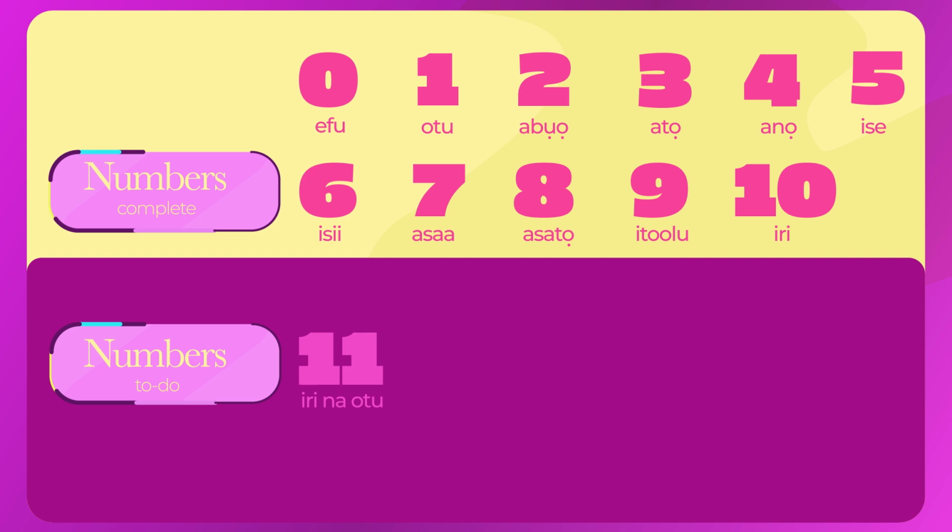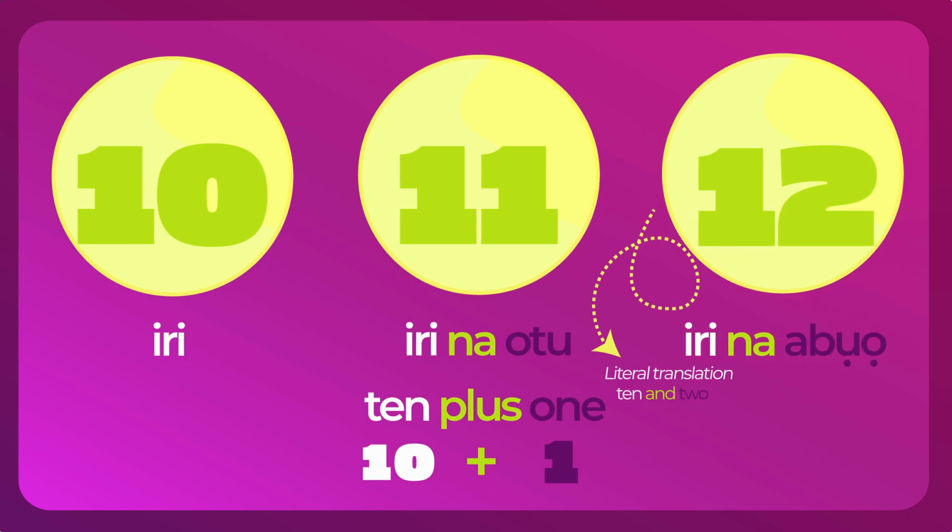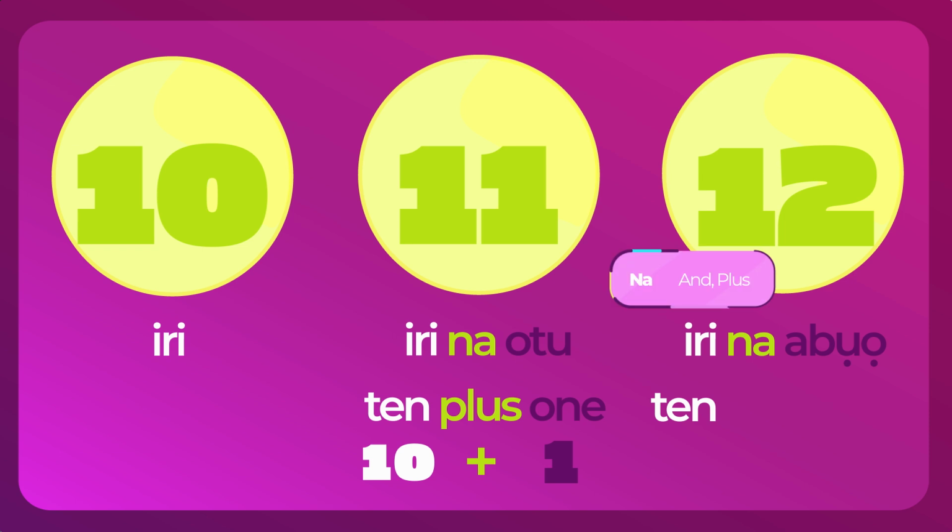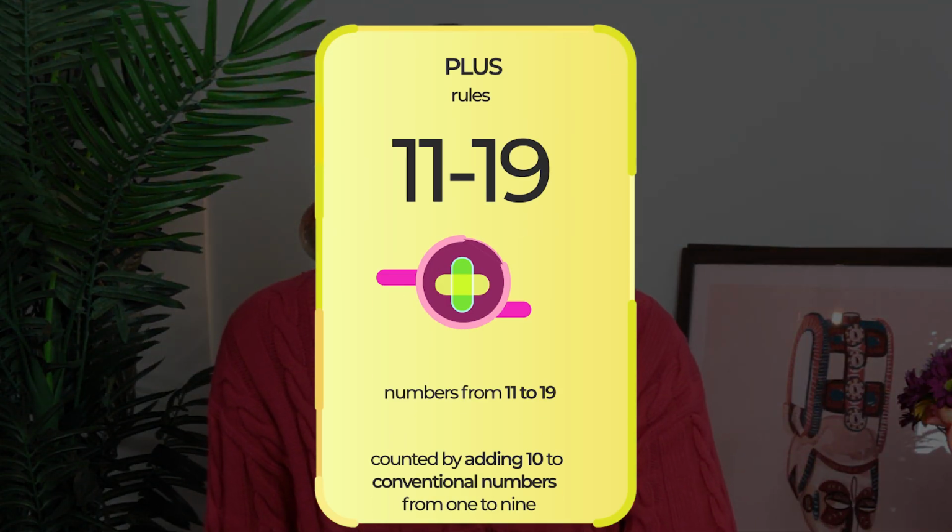Following the same pattern, the next number after 11, Iri na otu, is 12, Iri na abụọ. Literal translation for Iri na abụọ is 10 and 2. When translated for actual meaning, 10 is Iri, na could mean and or plus, but in this context it means plus. Abụọ is 2, 10 plus 2, Iri na abụọ, which is 12. Knowing the plus rules, you can count any numbers from 11 to 19.